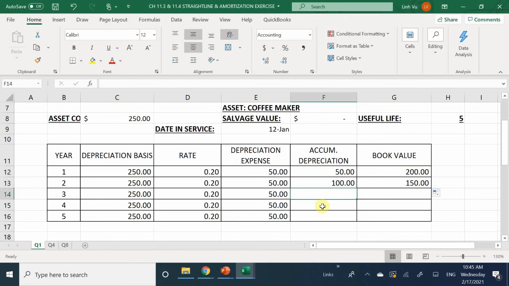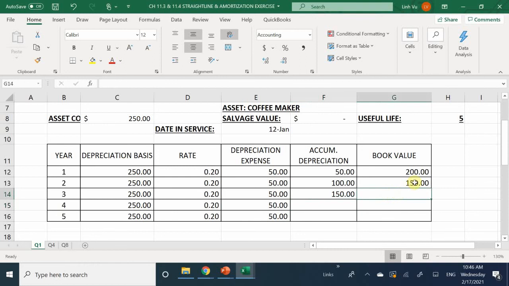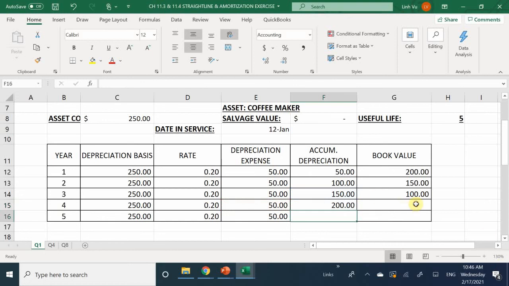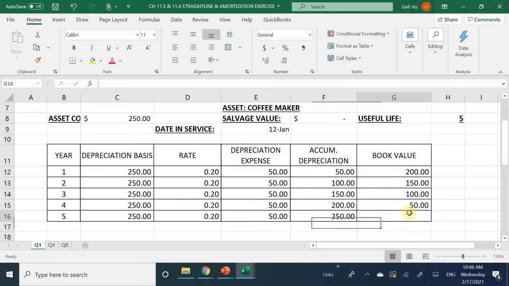So then, what is my accumulated depreciation for my third year? 150, making my book value. What's my book value for year 3? 100. It'd be 100. All right. And what is my accumulated depreciation for year 4? 200. And then that makes my book value for year 4 to be 50. And then last but not least, what's my accumulated depreciation as of year 5? 250, bringing my book value to be 0. Good. So as you can see here, that's all you have to do.